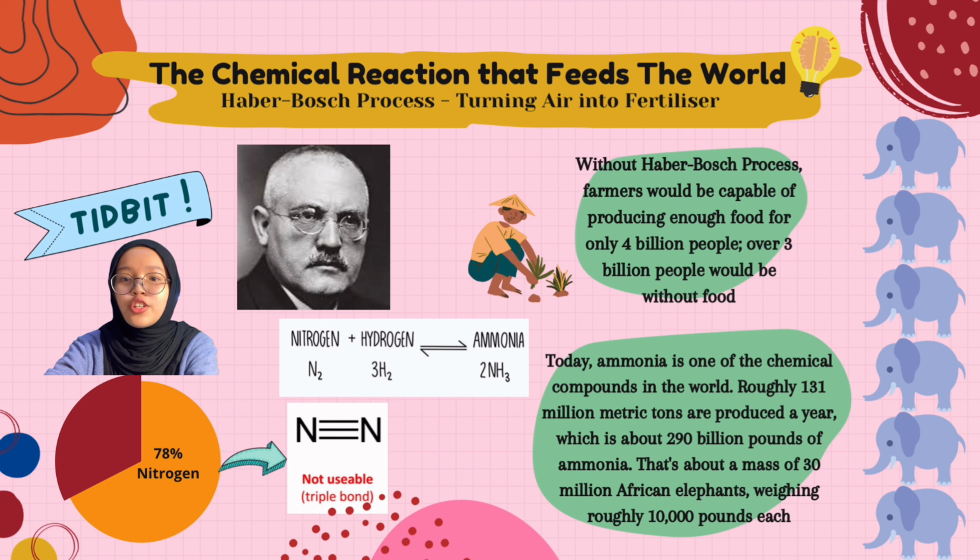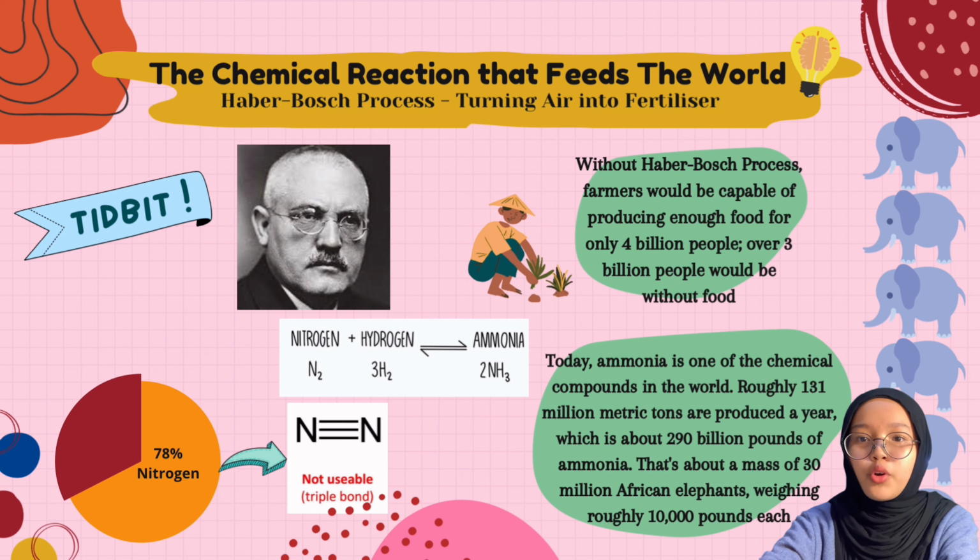Roughly about 131 million metric tons are produced per year, which is about 290 billion pounds of ammonia. That's about the mass of 30 million African elephants, weighing roughly 10,000 pounds each. 80% of this ammonia is used in fertilizer production, while the rest is used in industrial and household cleaners and to produce other nitrogen compounds such as nitric acid.